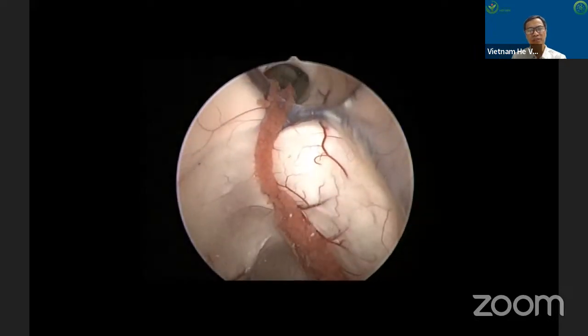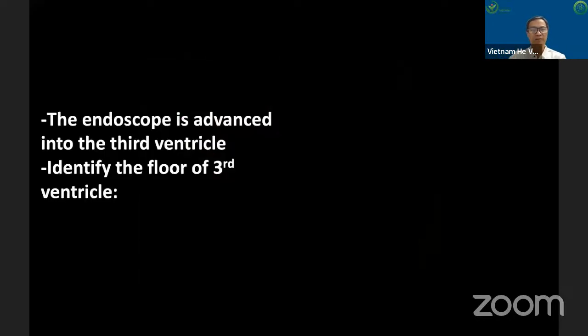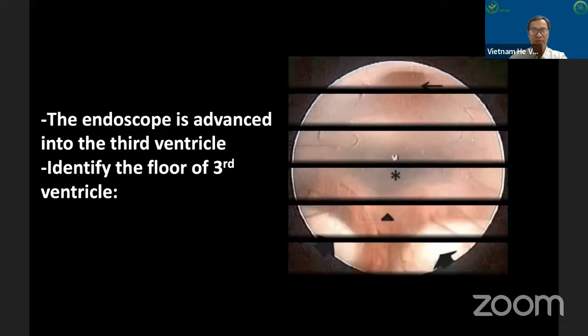In some cases, when the young doctor has no experience, when he goes inside the lateral ventricle, he cannot see the Monroe foramen, and maybe he's worried about that. But don't worry, you follow the choroid plexus, and you can find the Monroe foramen. When the endoscope is advanced into the third ventricle, we need to identify the floor of the third ventricle.